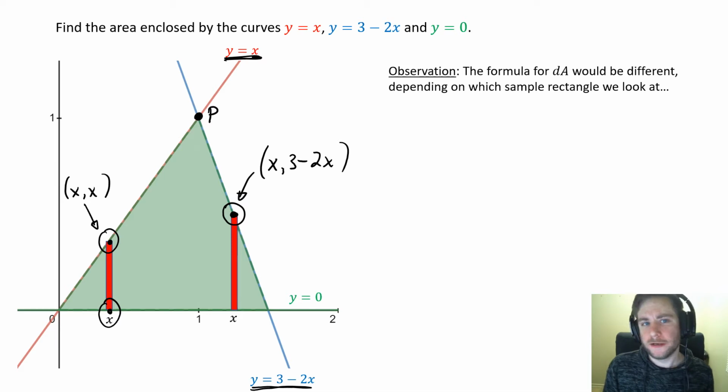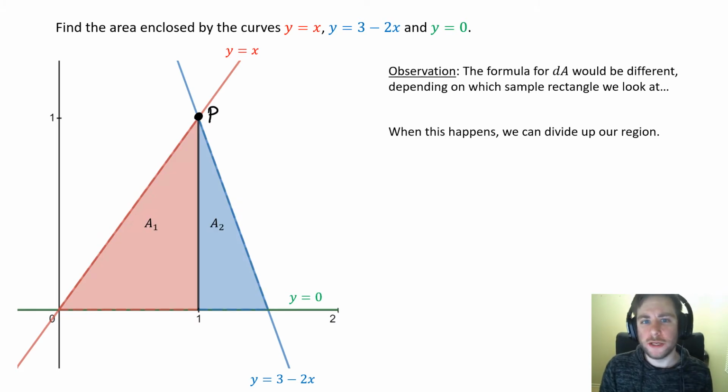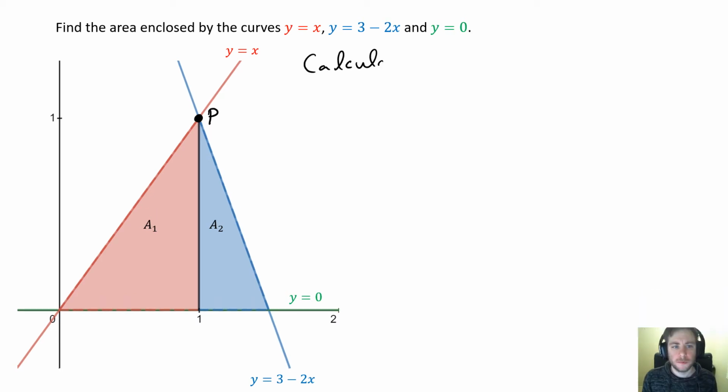The sample rectangles to the left of that point would have their top on the red curve, but rectangles to the right of that point would have their top on the blue curve. And that ultimately means that the way you calculate area would be different on either side of that intersection point, which motivates us to divide up the region as I've just shown here. After all, the total area then can always be found by adding together the areas which I've called A1 and A2. Let's start by calculating A1.